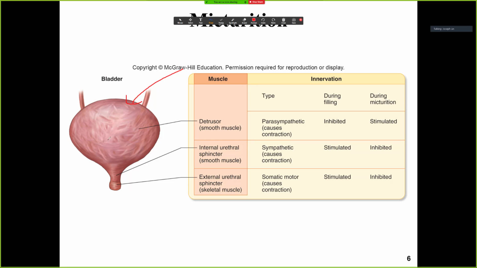And so just imagine how much fluid is sitting on top of this, and you have that pressure point trying to drain out. And so there's two phases. We have the filling phase, and then we have the micturition phase. So let's go with the filling first.